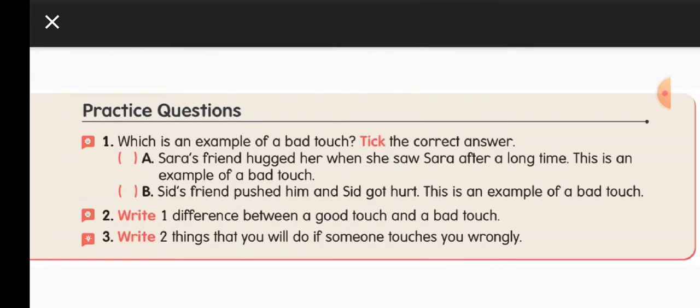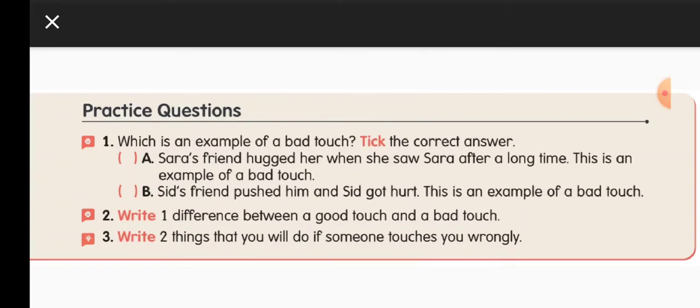Now move to the second question. Write one difference between a good touch and bad touch. A good touch makes us feel happy and comfortable, whereas a bad touch makes us feel sad or uncomfortable. Third question. Write two things that you will do if someone touches you wrongly. I will tell the person not to touch me again, and I will inform my parents or elders about this.